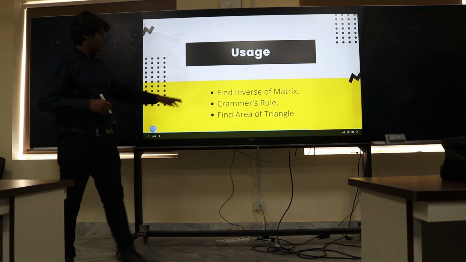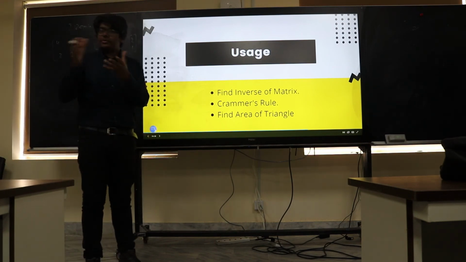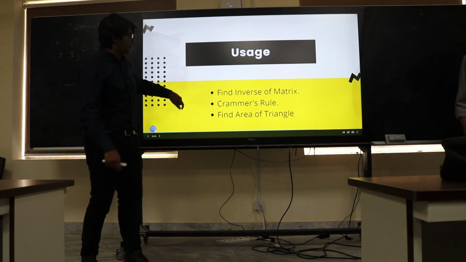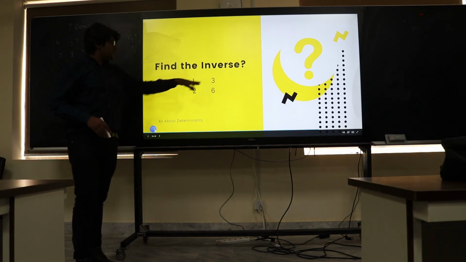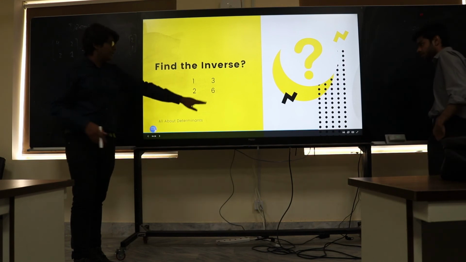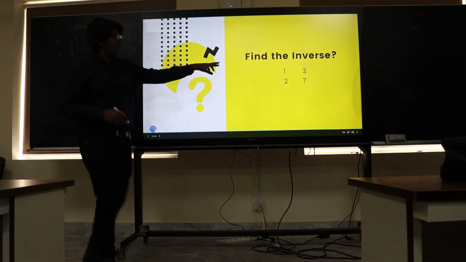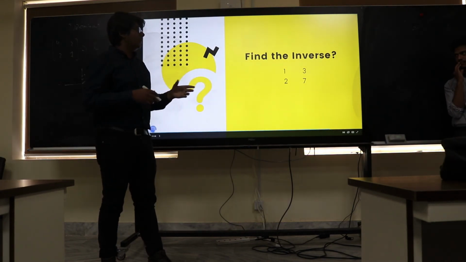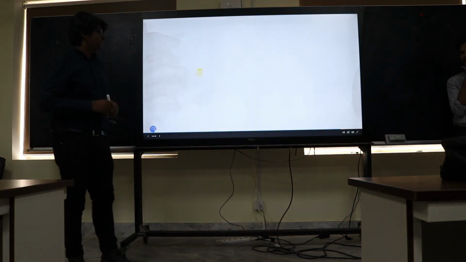We can also use determinants in Cramer's rule, which will tell us the values of x and y, and we can also find the area of a triangle with determinants. So if we take this one, it will be 6 minus 6, so it will be 0, so there's no inverse of this. If we use this one, it will be 7 minus 6, which is 1. It will have an inverse, and should I calculate? No. That's pretty good. You're smart.